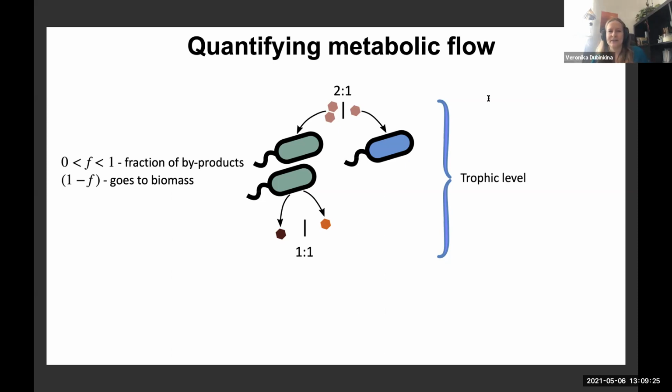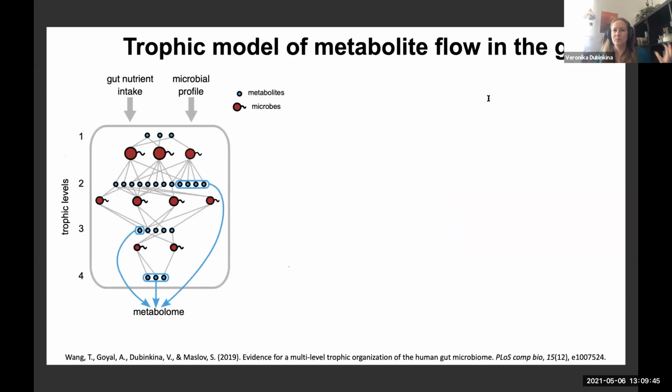In this example, when we have two different byproducts, we just split them 1-to-1 in proportion to the abundance of the bacteria that generated them. And one step of a flow like that, when we have consumption of certain metabolites, growth of bacteria, and production of byproducts, this is what we call a trophic level. And the whole model for a community works like this.